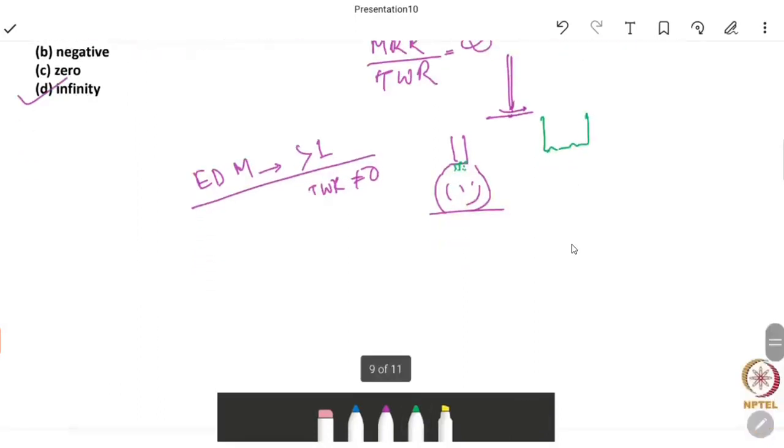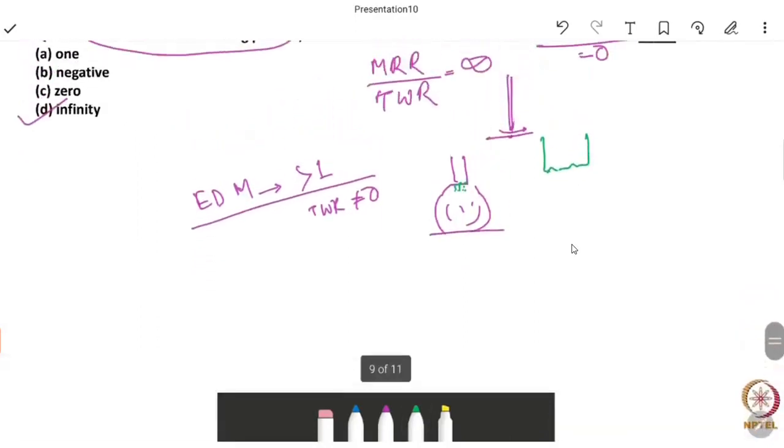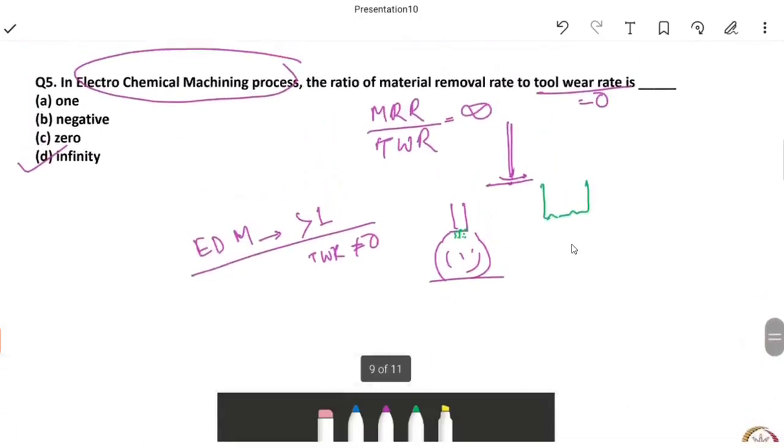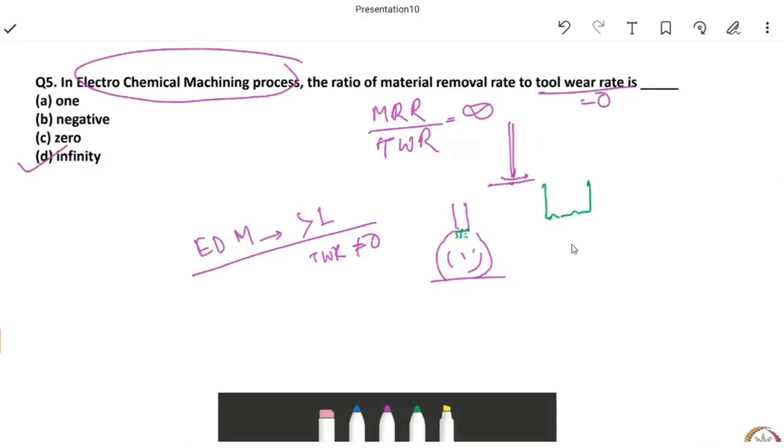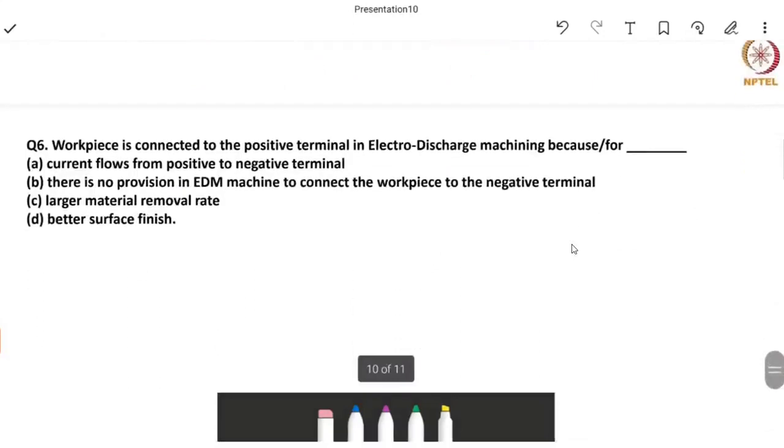We generally choose the tool in such a way that its melting point is very high compared to that of the workpiece, and second of all, it's hard. Like that, we choose the tool material, and obviously it should be conductive. So in ECM and EDM, the basic prerequisite for machining is that the workpiece material should be electrically conductive, because we see that the flow of electrons facilitates the material removal mechanisms in both the processes.